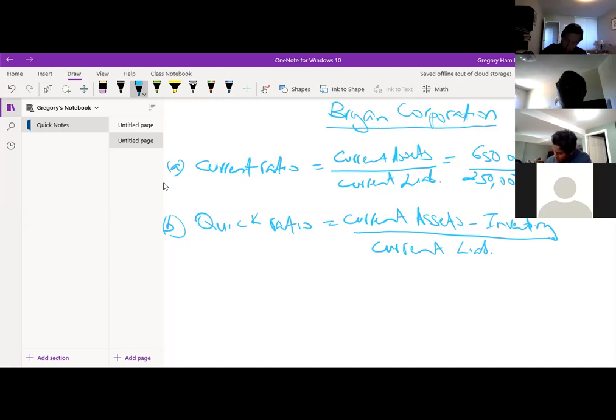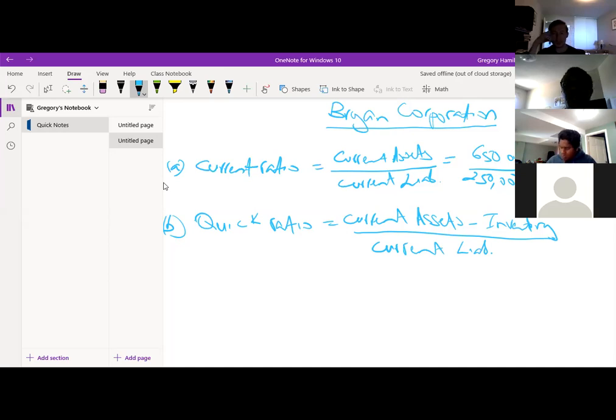Next, we have the quick ratio. The quick ratio is much more stringent because what it is saying is, if I take out my most illiquid asset, the asset that I have the most difficulty getting rid of, am I still able to cover my current obligations? It's called the acid test. We remove inventory from current assets.